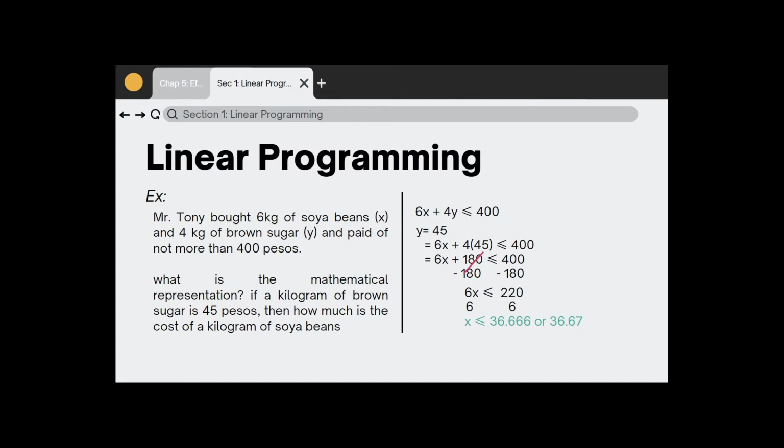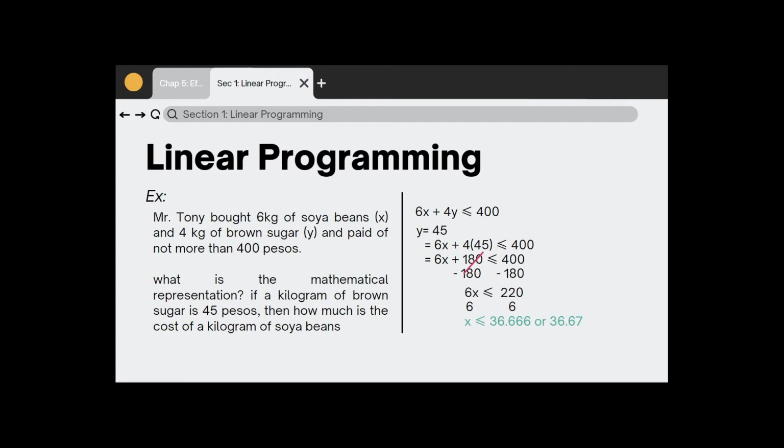Mr. Tony bought 6 kg of soybeans and 4 kg of brown sugar and paid not more than 400 pesos. What is the mathematical representation? And if a kilogram of brown sugar is 45 pesos, then how much is the cost of a kilogram of soybeans? The mathematical representation is 6x + 4y ≤ 400. So y equals brown sugar, which is 45 pesos.